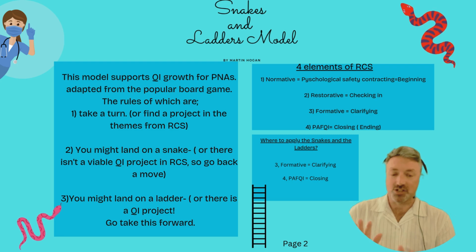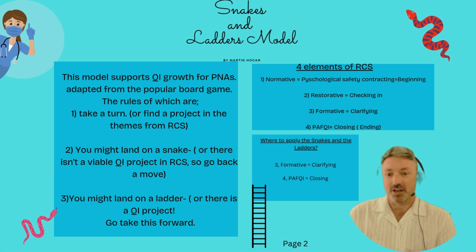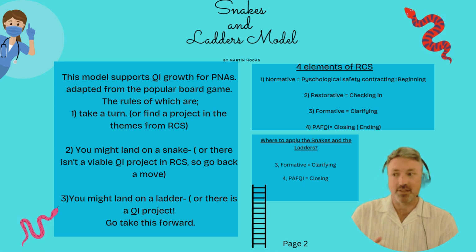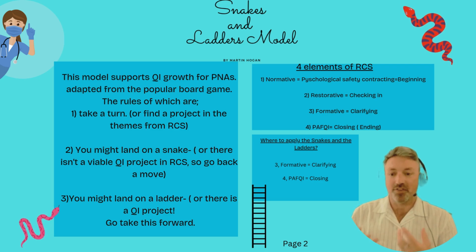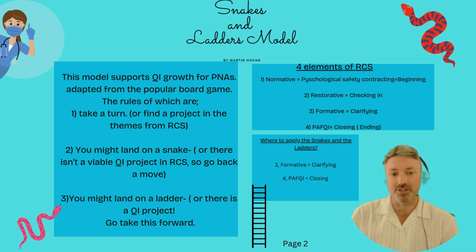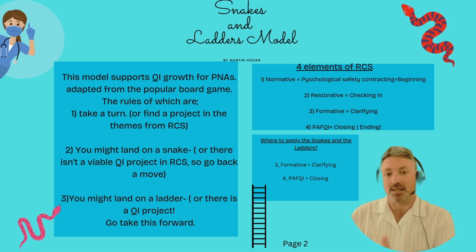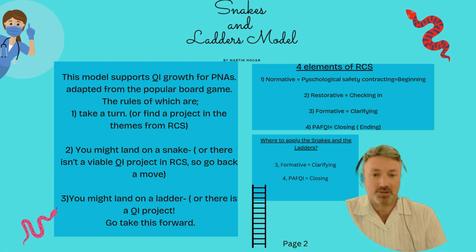So if you roll on a snake, you take a turn, you find the project in the themes of the RCS, that means you've landed on a ladder. Great. If you've landed on a ladder, you can take QI forward. If you've landed on a snake in the themes of what people are talking about in supervision, that means you can't take QI forward. It's to empower you to make that decision using the snakes and ladders model of practice.